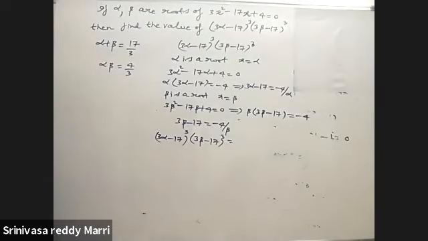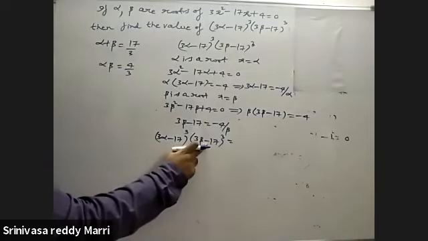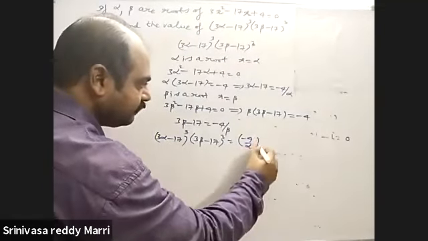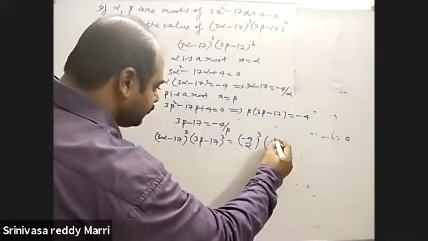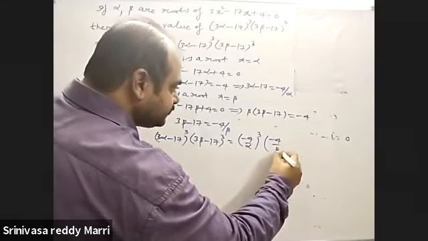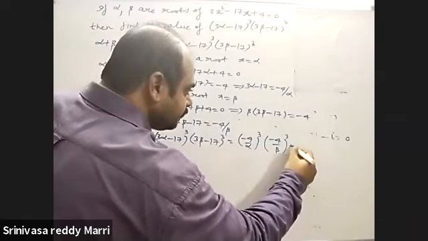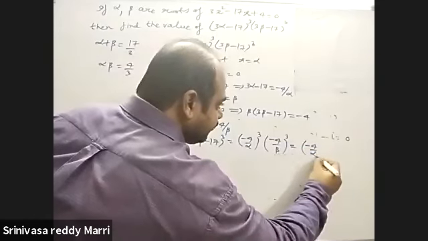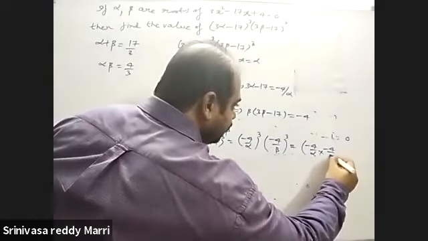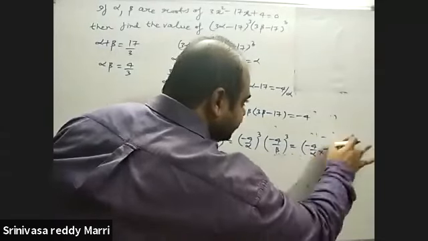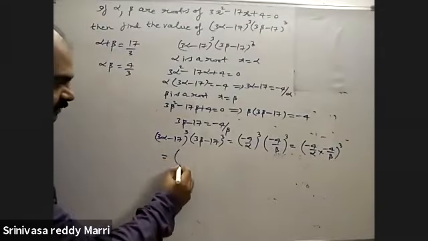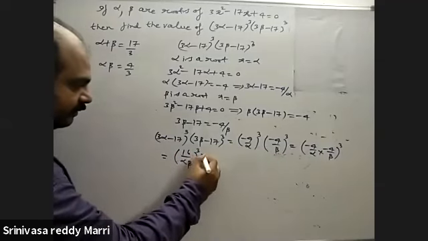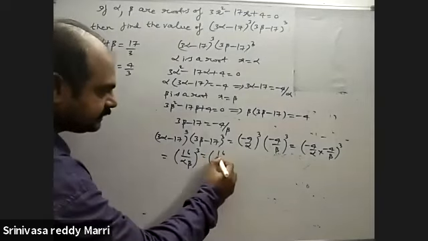You have to find the value of this. This multiplication is difficult, but if we substitute like this, minus 4 by alpha whole cube into minus 4 by beta whole cube, this will be easy. Just look at it. The power 3 is there, minus 4 by alpha. You can write like this as the powers are same. So this is nothing but 16 divided by alpha beta whole cube.